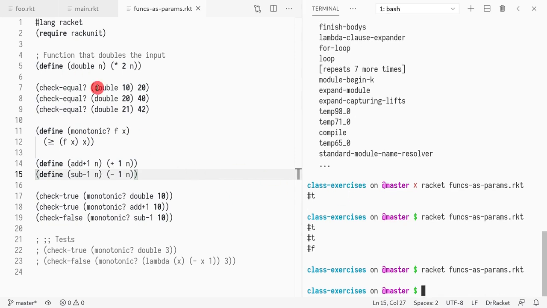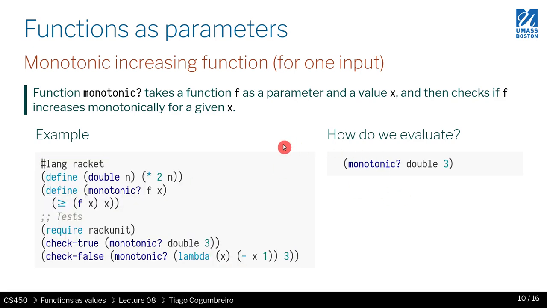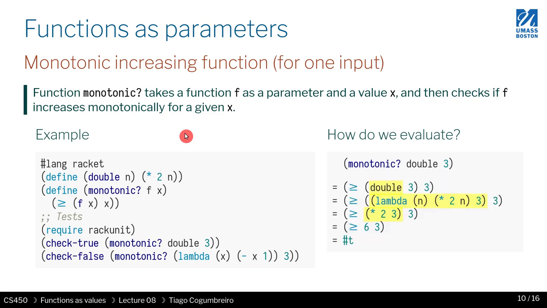So what we did was define a function called monotonic that takes a function as a parameter, and we are using it to compute a value, which applies that function to some value, in this case the second parameter. So that would be one way of thinking about why you would want a function as a parameter. Now in this slide I just gave you an example of why the result is what it is. I'm checking the result of calling monotonic of double.